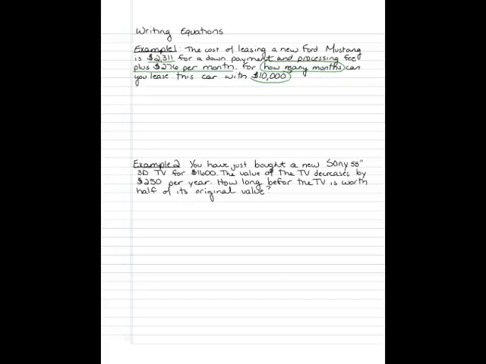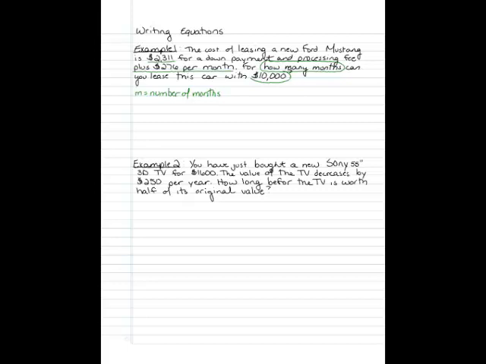That is going to be our variable. So I'm just going to choose M. I'm going to let M equal the number of months. Whenever you're writing an equation, you always want to clearly identify what the variable represents. This will help you, and it will also help anyone trying to read your work. So now look back to the problem. You're looking for the number of months.